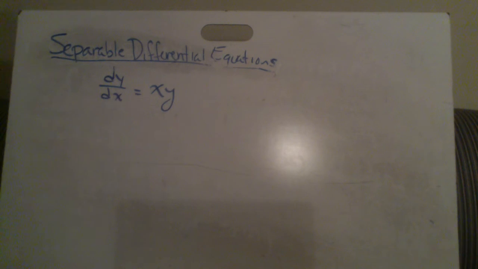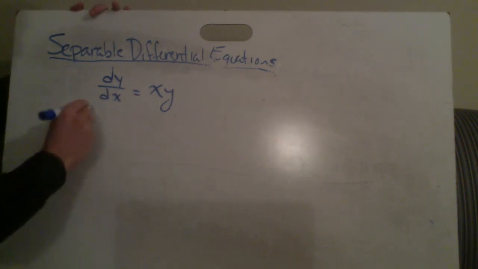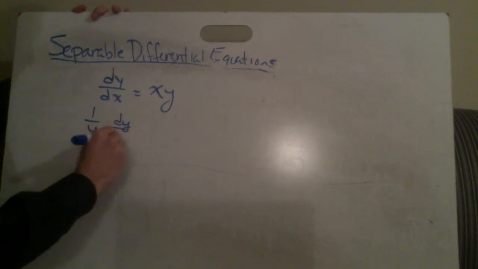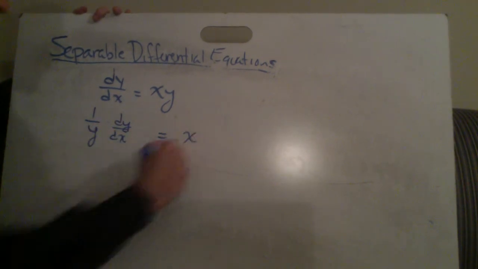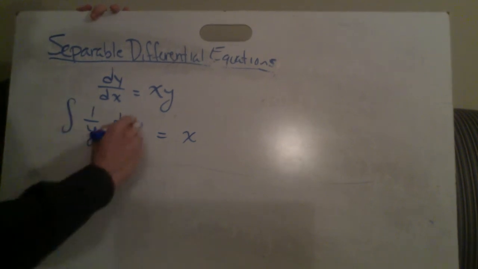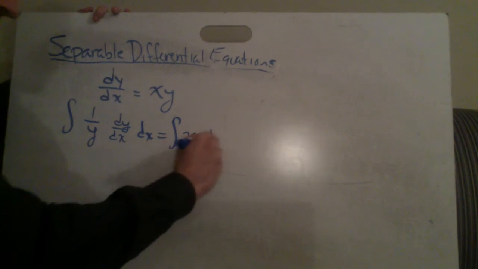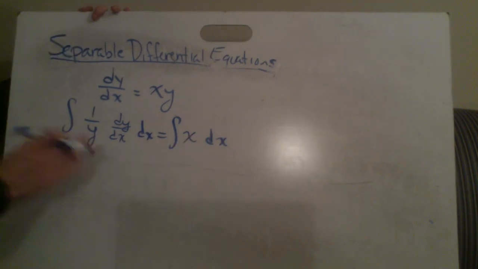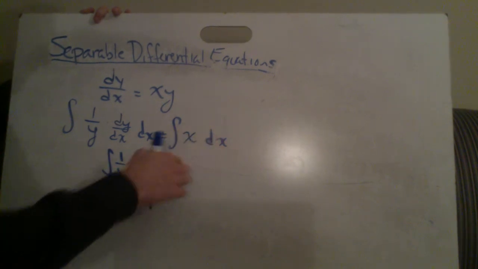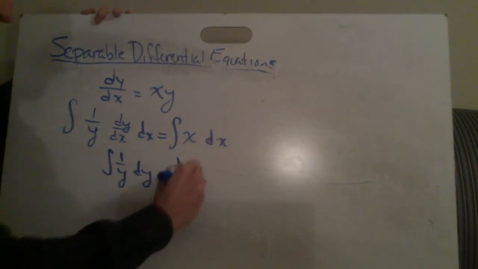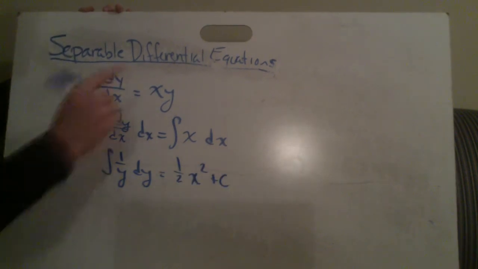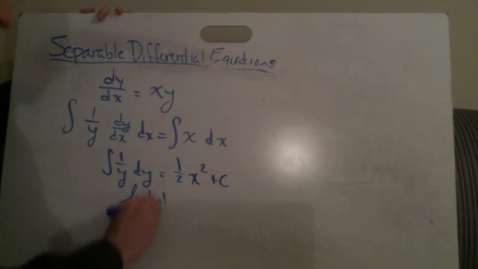Rather than having this as x times y, I'm going to rewrite this as 1 over y, dividing both sides by y, dy dx is equal to x. And now, I can integrate both sides with respect to x. This side becomes the integral of 1 over y dy, and this side just becomes 1/2 x squared plus c, just like we saw last time. And the integral of 1 over y is just natural log of y.